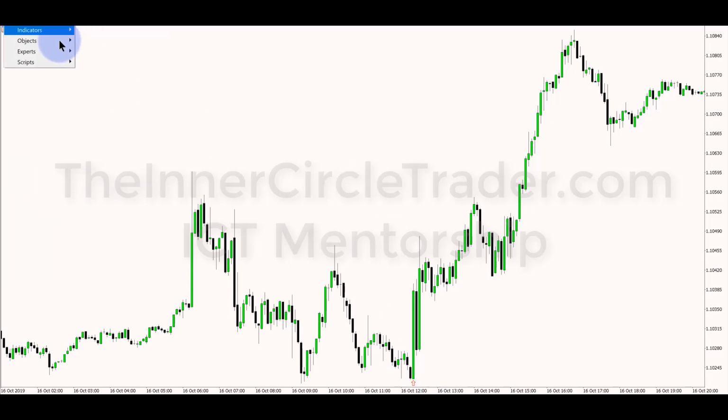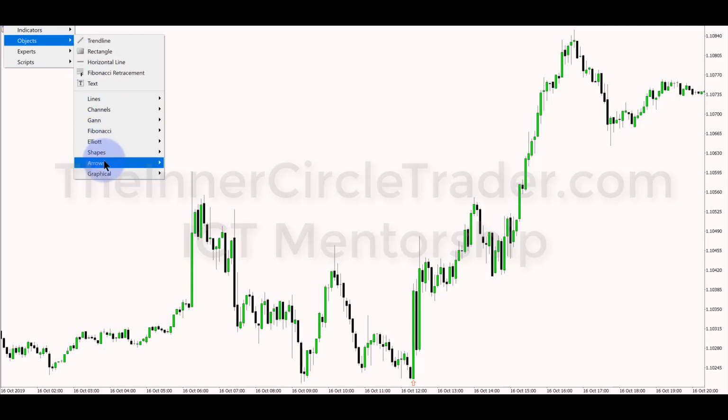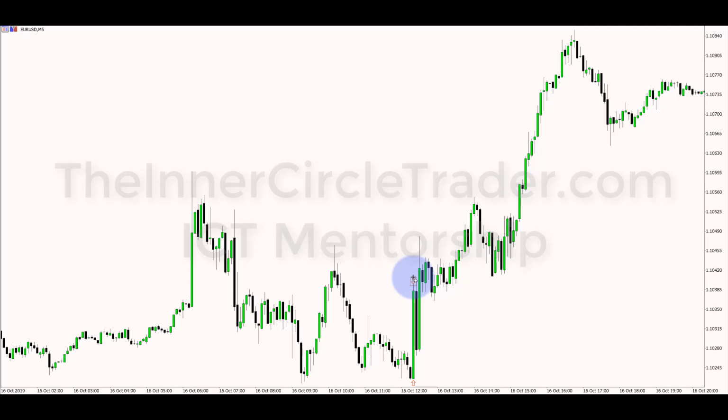And I'll just put another one down here. Okay, so this candle right here, this candle is the candle that creates a buy side imbalance.